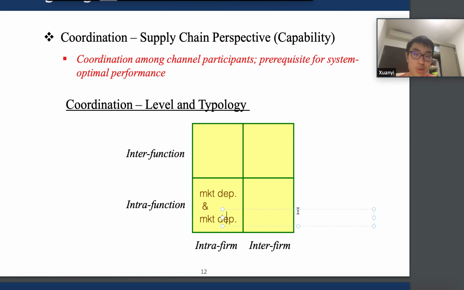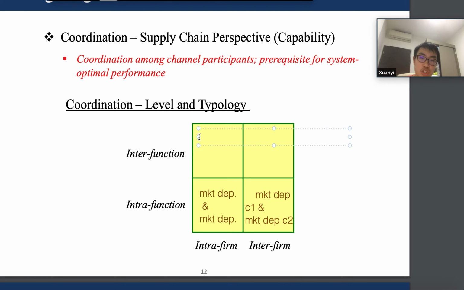Moving on, what is inter-firm and intra-function coordination? It is really easy. Let's use marketing again. For example, the marketing department of company 1 and the marketing department of company 2. Basically, the marketing department of company 1 coordinates with the marketing department of company 2, maybe because they're collaborating on a project, maybe they're having some deal together to help each other. So that is a possible way.